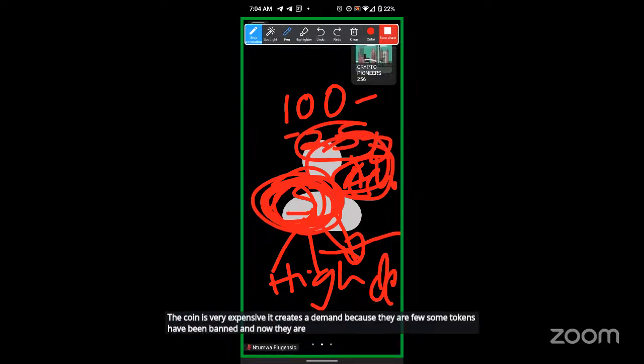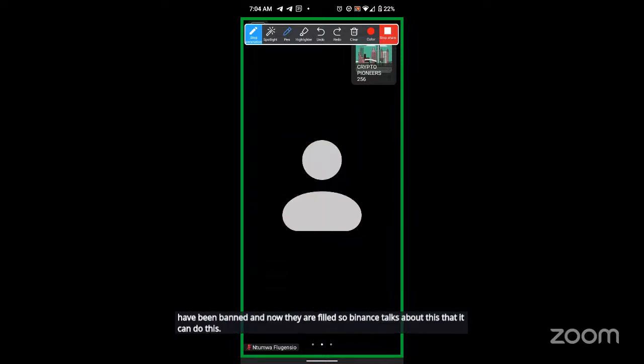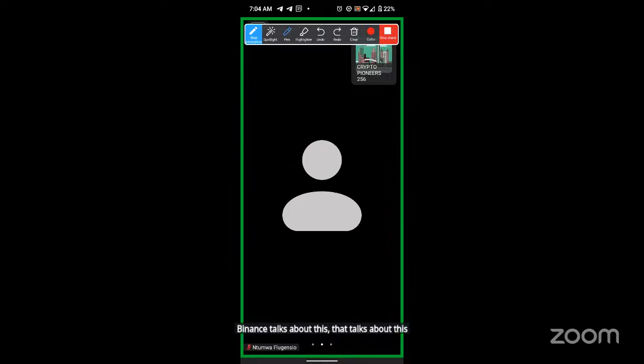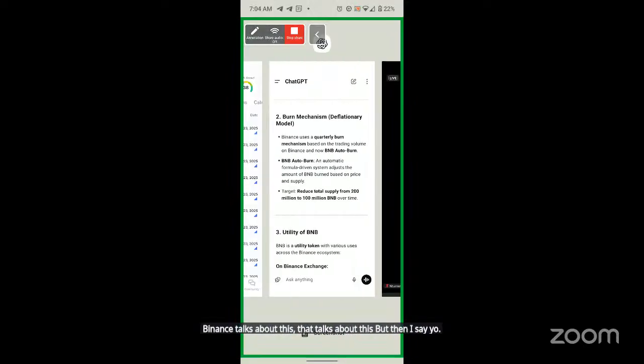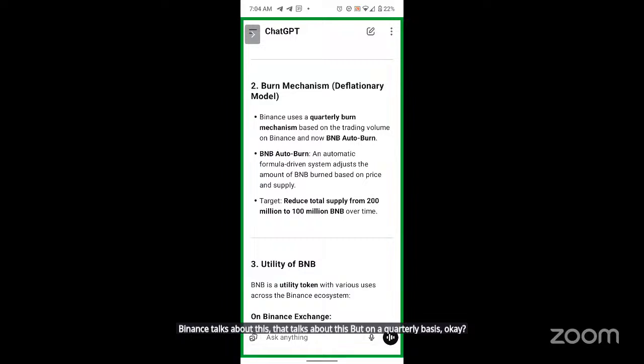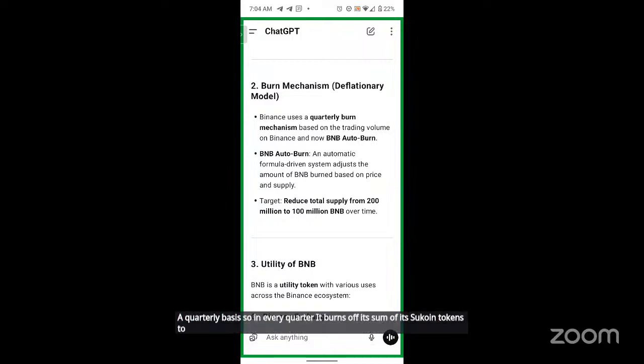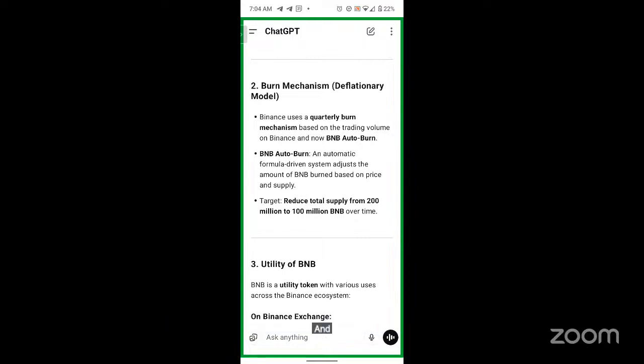So Binance talks about this, that it can do this. Binance says it does this on a quarterly basis, okay? A quarterly basis. So in every quarter, it burns off some of its coin tokens to maintain the quality and the price of BNB. BNB undergoes the auto burn. Automatic formula-driven system adjusts the amount of BNB burned based on price and supply.